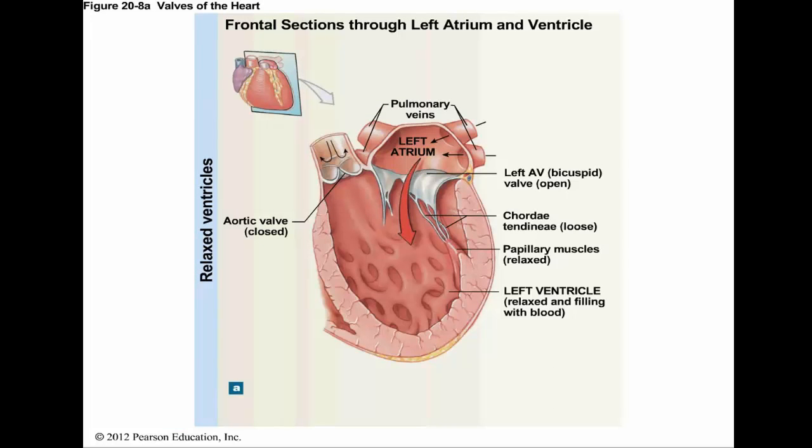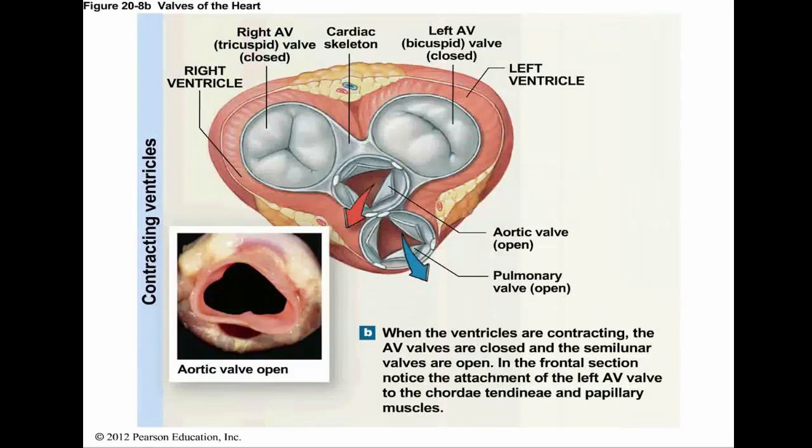Here we've got just showing you the left atrium. So we've got blood coming back from the pulmonary circulation. Remember, it's coming back via the pulmonary veins. This is blood that is high in oxygen, and it's going out to the systemic circulation. So the chordae tendineae are loose because the valve is open and the ventricle is filling with blood. And because the atrioventricular valve is open, that means correspondingly that the aortic valve is closed, because we don't want oxygen-rich blood travelling back into the heart. It's supposed to be moving outwards and going off to the systemic circulation.